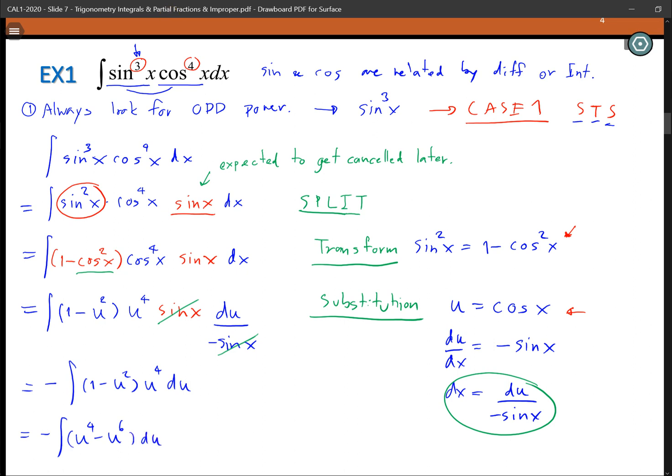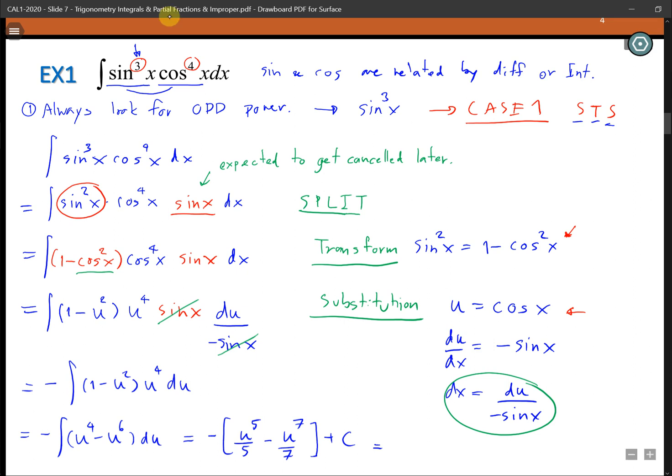Performing integration on this one should be easy because we only need to use the power rule. In the end, we have this: minus, u to the power of 5 divided by 5, the first term, minus u to the power of 7 divided by 7. And don't forget plus c right here. And once again, do not stop with the u in your answer because in the beginning we have this x variable. So put it back.